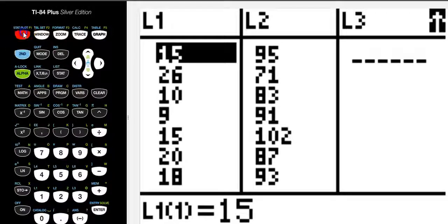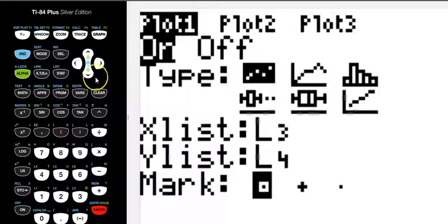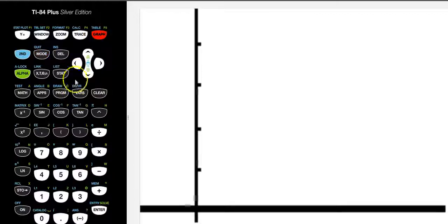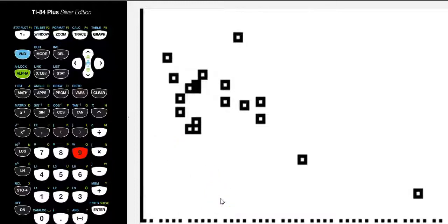So let's look at our stat plot menu, and I'm going to go ahead and set this up for a scatter plot using list 1 and list 2. And as we do that, again, hopefully you're pretty familiar with this process. I'm going to zoom to my data, which would be zoom 9, and we get a good, nice picture of our scatter plot. You can see that the data seems to be somewhat linear in nature, and it seems to have a negative association. Hopefully you're able to see that.